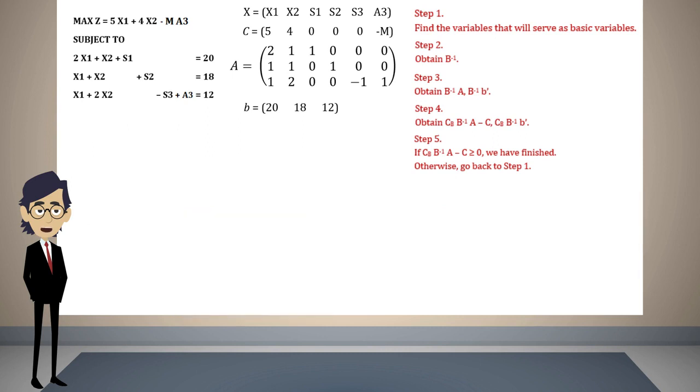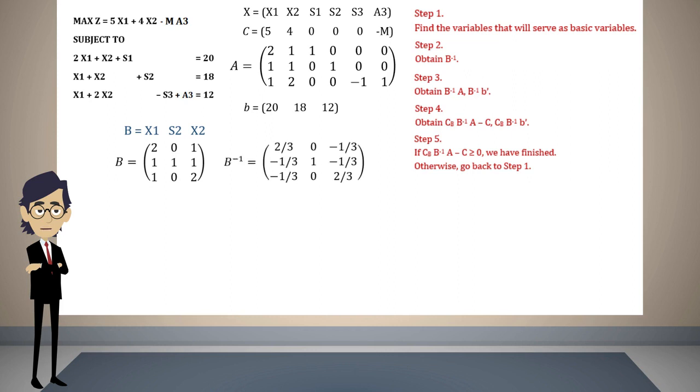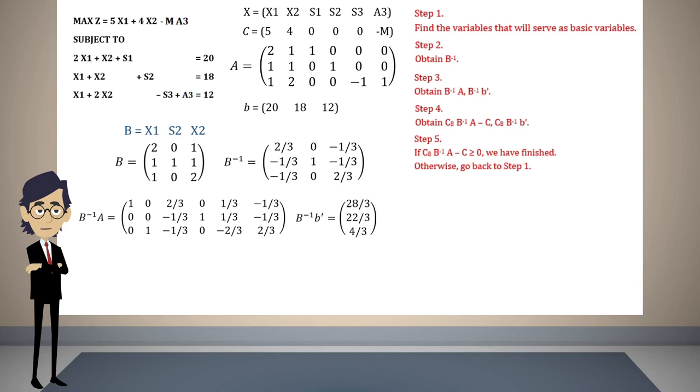As we mentioned, the new basis will be formed by the variables x1, s2, and x2. Now we construct the B matrix. Recall that the order of the columns is important, and we obtain its inverse. Now we multiply B inverse by the A matrix and by the B prime matrix. We now obtain the vector with the cost coefficients of the basis, which will be 5, 0, 4. Recall that the coefficients are placed in the same order in which the B columns were placed.